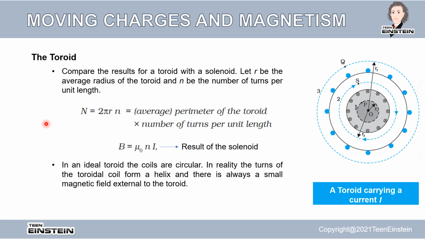So then if you substitute this value in the previous equation, you will get B equal to mu 0 n I, which is nothing but the result of the solenoid. So both are basically the same, both give the same result, and only the way they are arranged is different. For a solenoid, the circular wires are kept in a straight line like a metal sheet, but here they are wound up in a circular loop like this. So in an ideal toroid, the coils are meant to be circular, but in reality, the turns of the toroidal coil form a helix and there is always a small magnetic field external to the toroid.